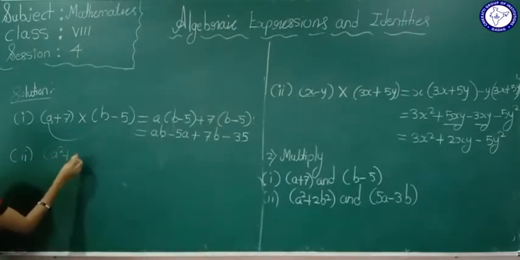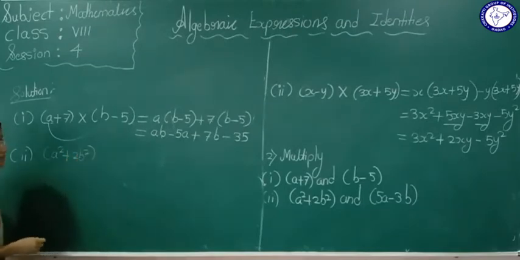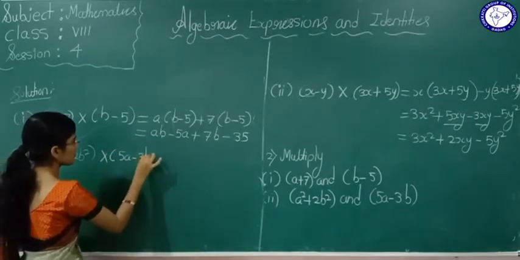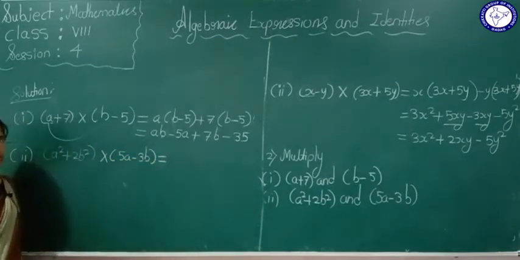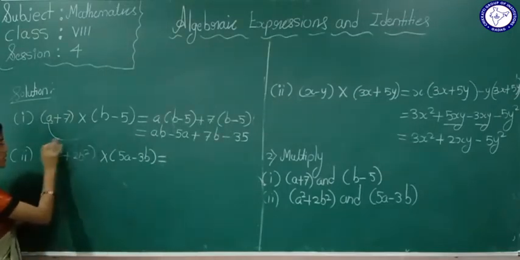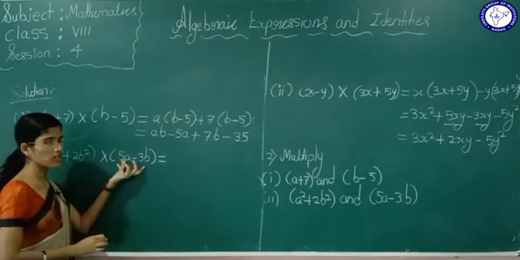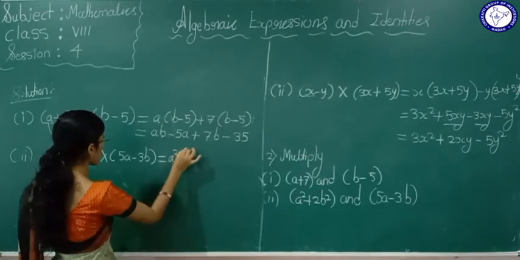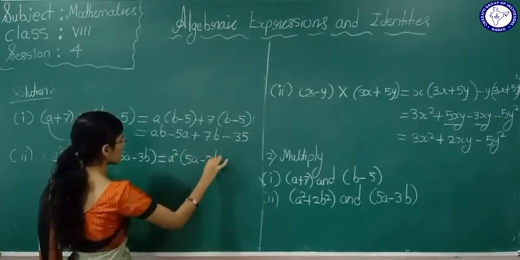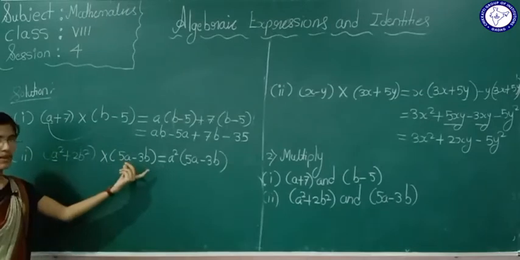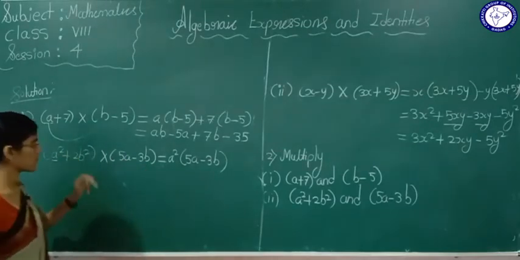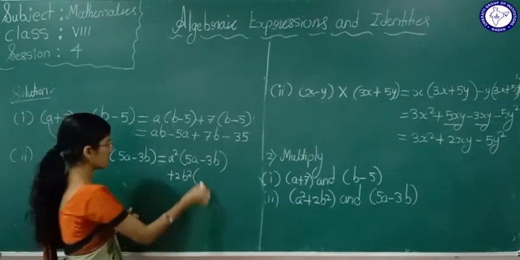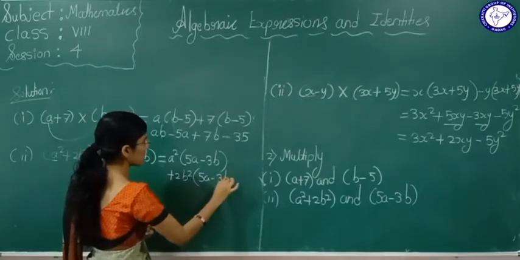a square plus 2b square multiplied by 5a minus 3b. Here also we do the same thing. Multiply each term of this binomial with every term of the other binomial. Now see, it will become a square multiplied by 5a minus 3b. This a square you multiply with this binomial. Here plus 2b square is there, plus 2b square multiplied by this, that is 5a minus 3b.